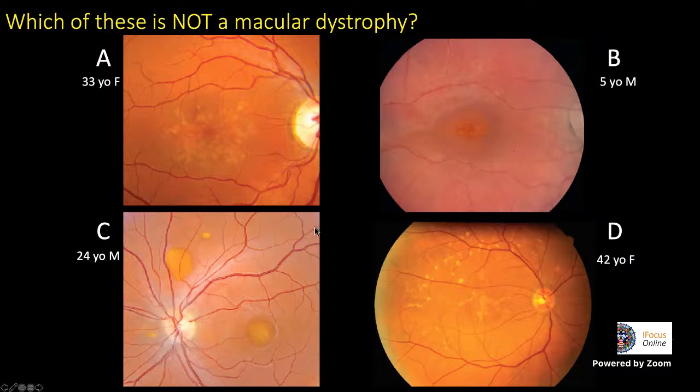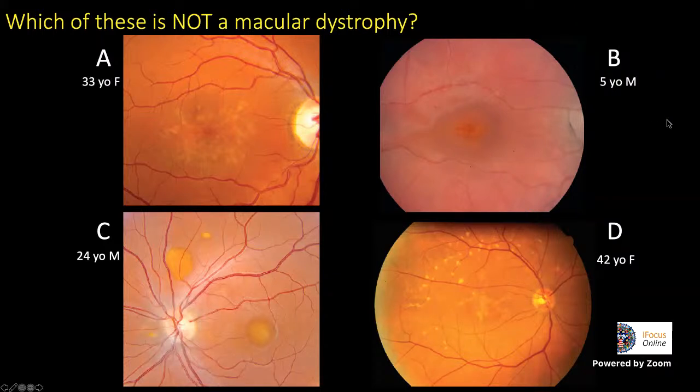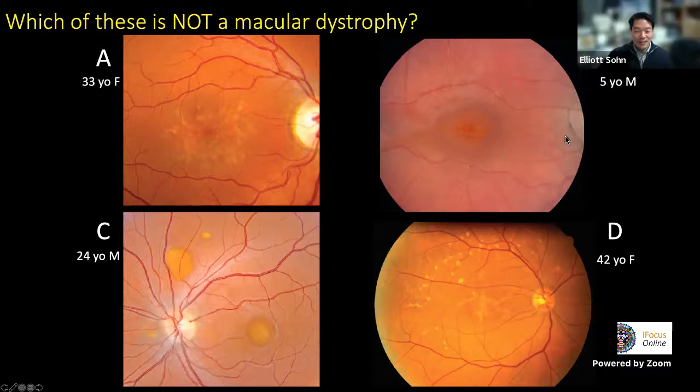C is not a macular dystrophy. Okay, so we have a vote for C. Any other votes? Okay, so everyone agrees that it's C.